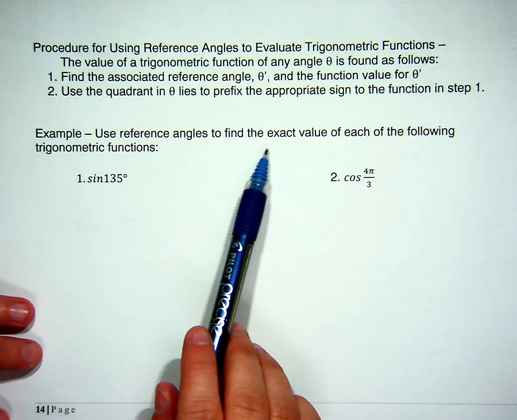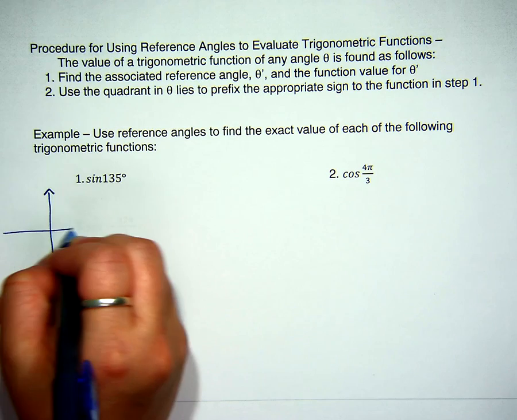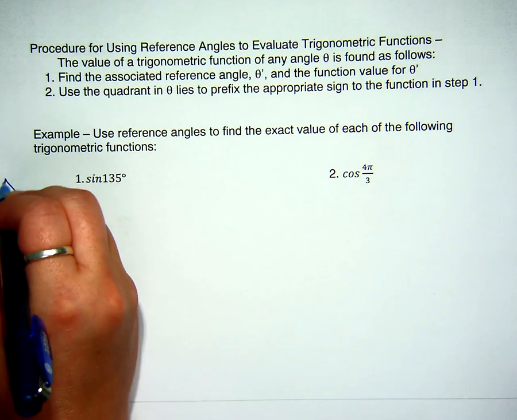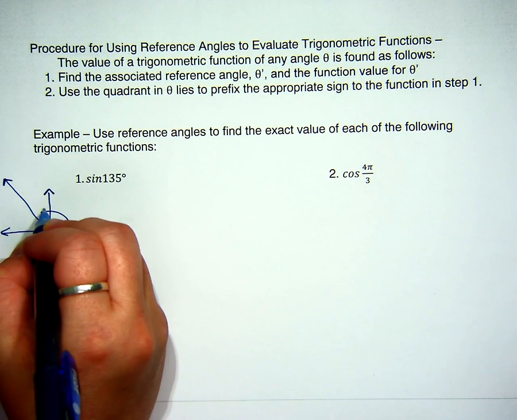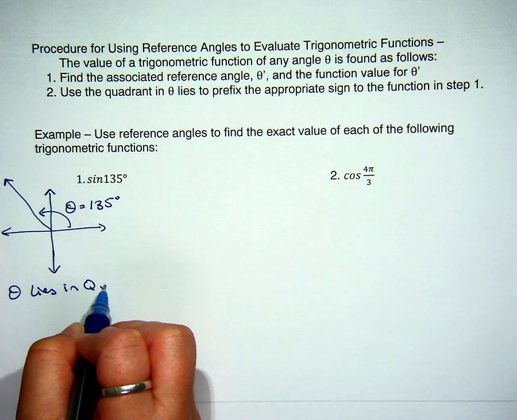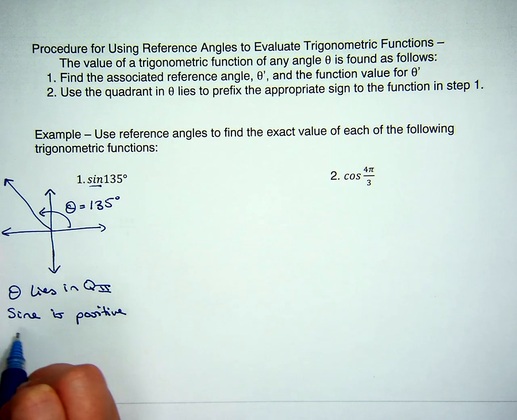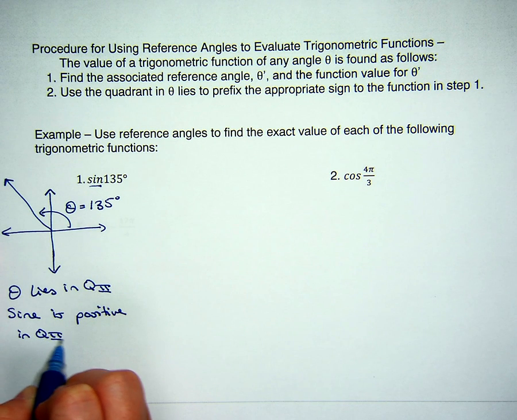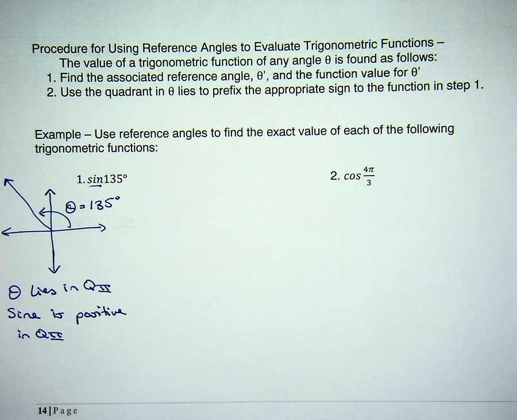Sine of 135 degrees. Theta lies in quadrant 2. The function that we're talking about here is sine. Sine is positive in quadrant 2. Now the value of my reference angle, theta prime.